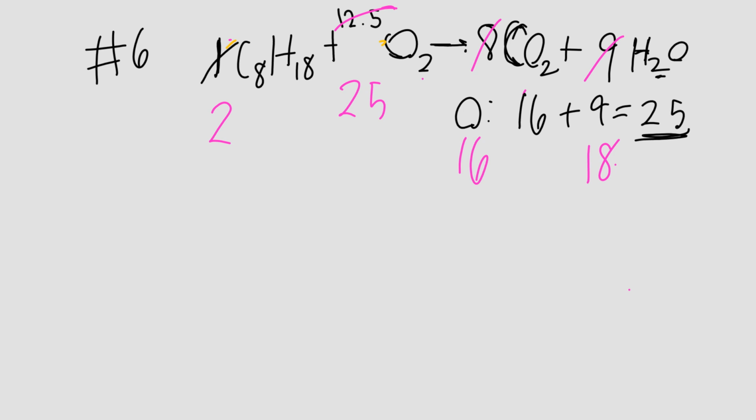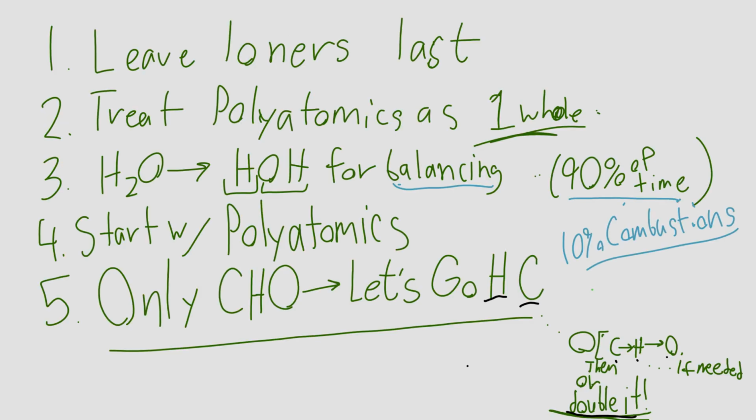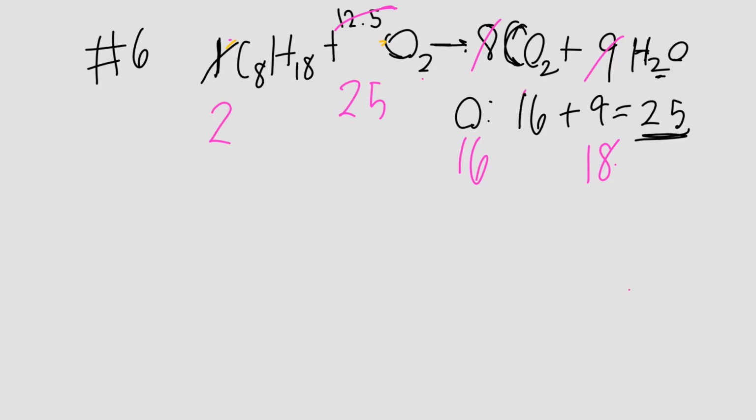Bottom line, we start with the H's. Say there's 9 times 2 makes 18 H's, check. Then we go to C's. Because this is CHO, only C, H, and O's in the reaction, it's a combustion. That means we start with H's, then do C's, then do O's last in this case. This is one of our rules. When we're balancing, in our rules, only CHO, that's where we go: H, C, O. So that's what's going on there.